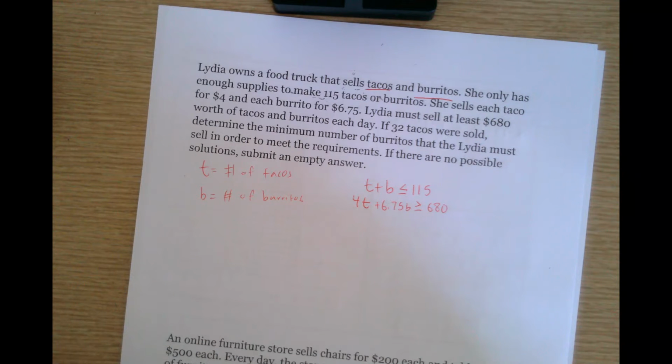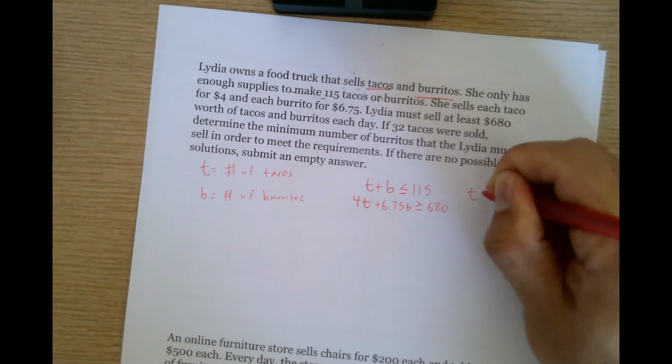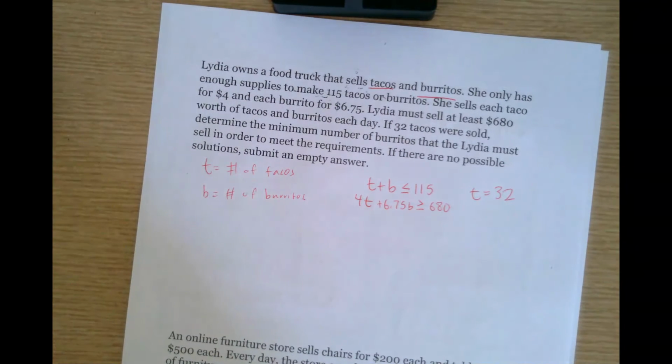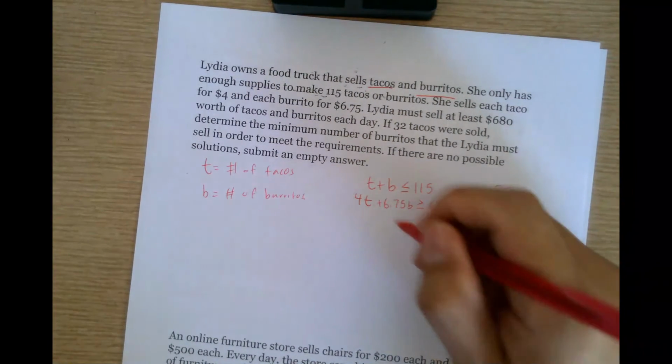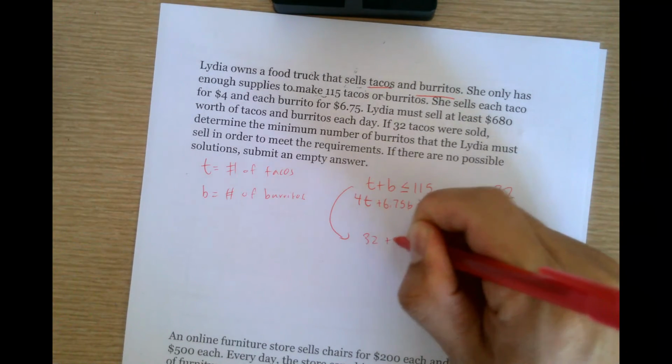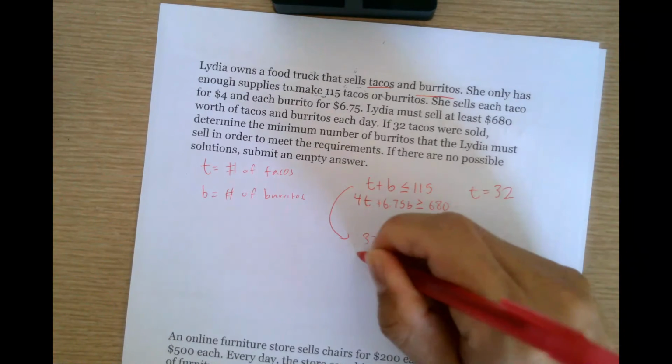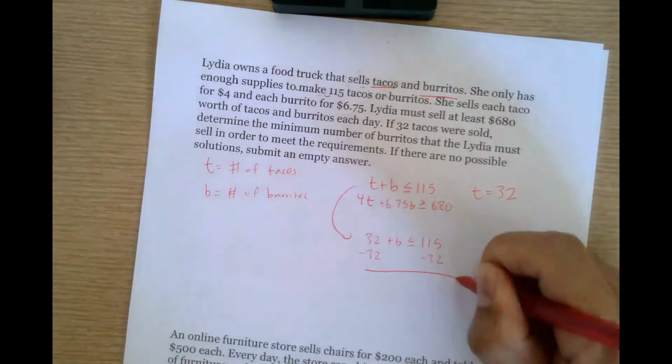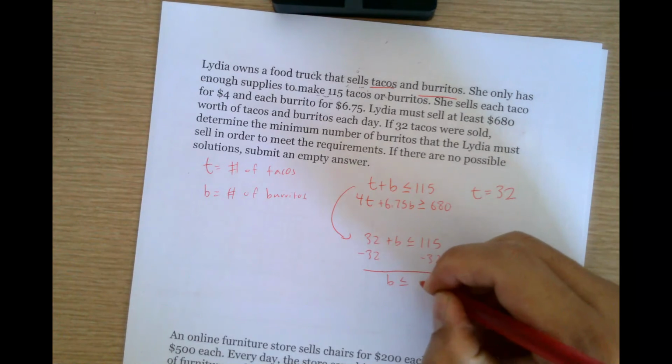Now they tell us that if 32 tacos were sold, what is the minimum amount of burritos that Lydia must sell in order to meet the requirements? What you want to do is replace T with tacos. We're going to assume that she sells 32, so we're going to replace anywhere we see T with 32. So this is going to be 32 plus B is less than or equal to 115. We subtract 32 from both sides, and we get B is less than or equal to 83.